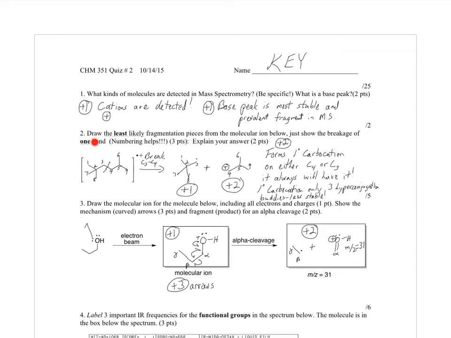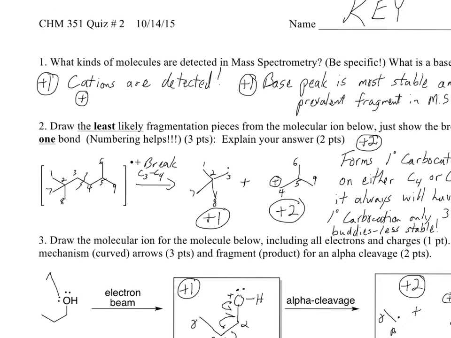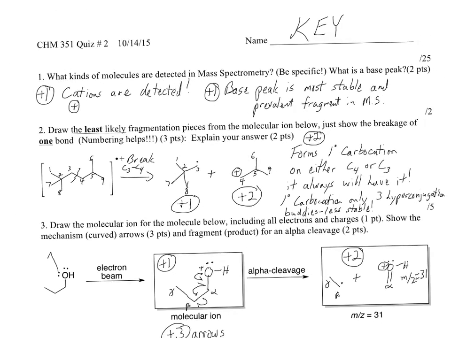Here's a tricky one. Draw the least likely fragment pieces from the molecular ion below. Just show the breakage of one bond. Numbering helps. So in this case, least likely means you'd want to form primary things, specifically a primary carbocation. So if you broke between 3 and 4, either way you break, if you put the dot on 3 or put the dot on 4, you'd have to put the plus charge on one of the other ones. That would leave you with a primary carbocation. So this would be the worst breakage. There's other places you could break and make primary carbocations, but this would be the worst.